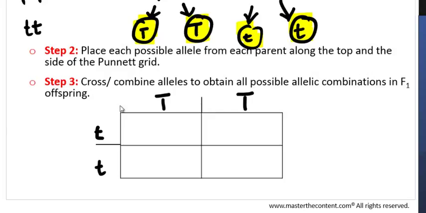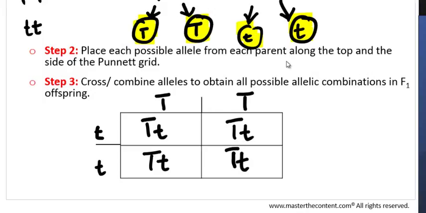All we are going to do in step 3 is simply cross or combine these alleles to obtain all the possible allele combinations of the F1 generation. That cross right there would give us a heterozygous genotype. That will give us another heterozygous genotype, crossing that and that, yet another. And finally, at the bottom right, another heterozygous genotype. As you can see, all the offspring in the F1 generation, the first filial generation, have a heterozygous genotype, and they will all be tall because the allele for tallness, the capital T, is dominant over the recessive allele for dwarfism.